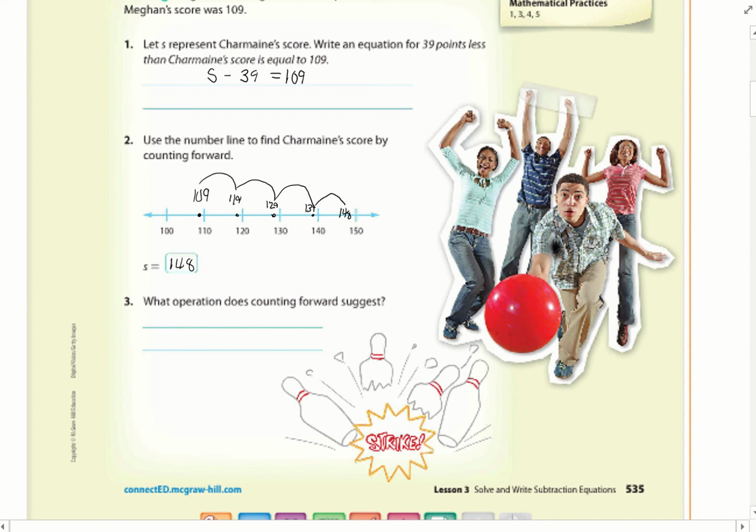So what operation does counting forward suggest? Adding. So we solved this problem by adding, or I should say addition.